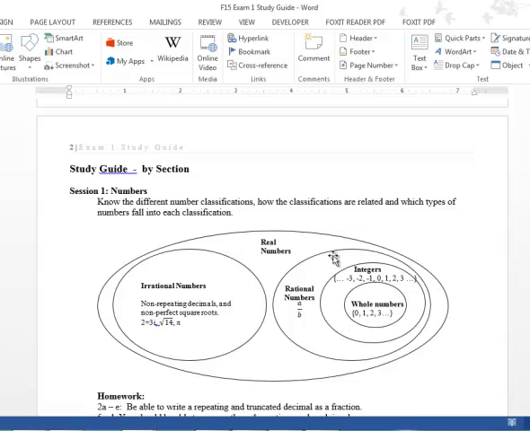Over on this side, you've got your rational numbers, which is any number that can be written as a fraction. And remember, you can do that with decimals that just truncate, they stop, or repeating decimals. So if a decimal repeats, or it doesn't go on forever, then you can write it as a fraction.